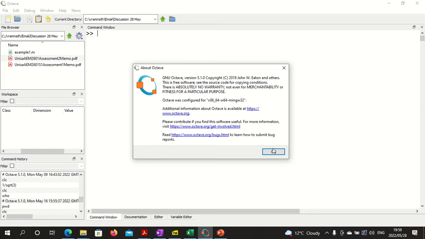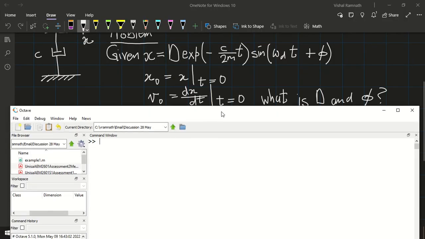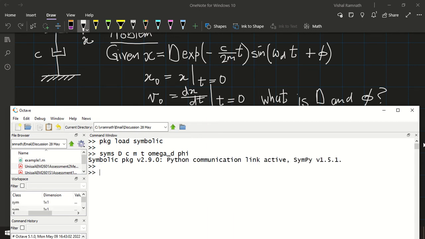Using GNU Octave, we load the symbolic package. We create a few moments. Generate the function.